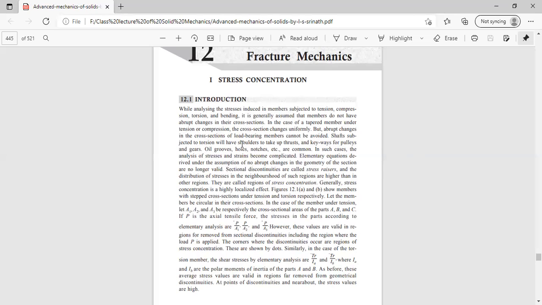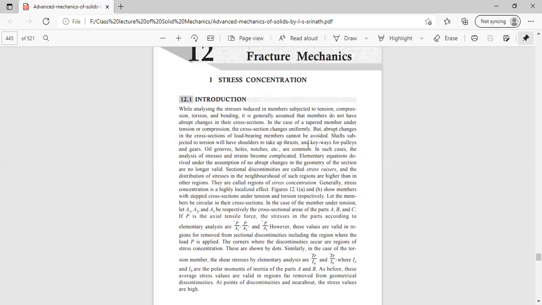Now, abrupt change in the cross-section of a load-bearing member cannot be avoided from the point of view of application. Application means a certain change over a certain portion of length, and then it goes back to the original section as it is. Maybe it is due to ease in manufacture, or maybe due to the presence of certain other members which may be affected if the section is not changing abruptly at that particular position.